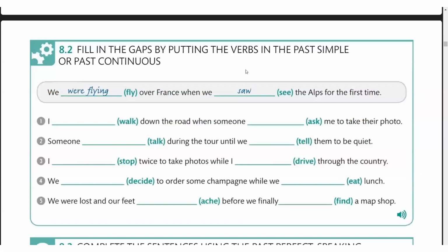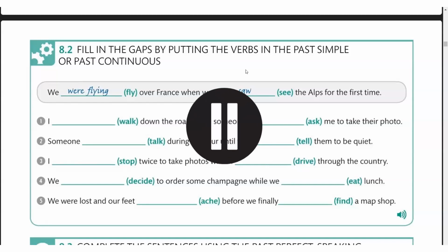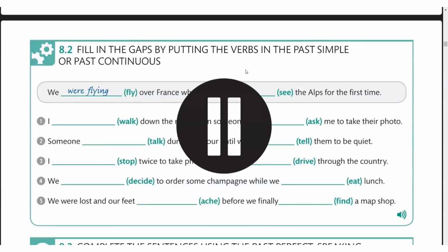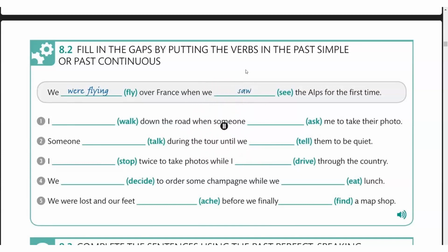So here you can just pause the video, go ahead and put your answers in, and then I'll go over the answers with you if you would like to pause the video. So what you need to do is fill in the gaps by putting the verbs in the past simple or past continuous. So we're just going to deal with these two tenses. And remember why we use one or the other. Past simple, it's completed. We might do past continuous if one action is happening, then another action starts happening, but they're both in the past.